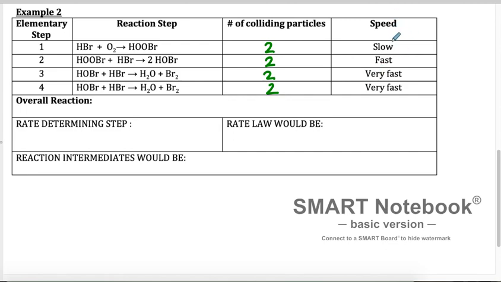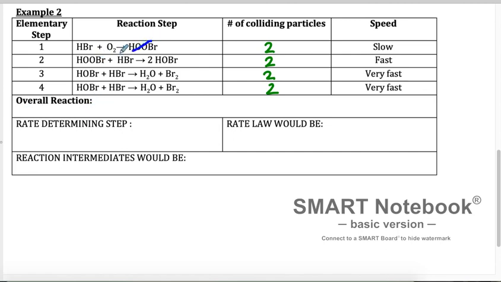They give us the relative speeds of each elementary step. And because step number 1 is the slowest, that will be our rate determining step. Based on this given information, we need to cross out all of our redundant or intermediate compounds, and we will get our overall reaction.